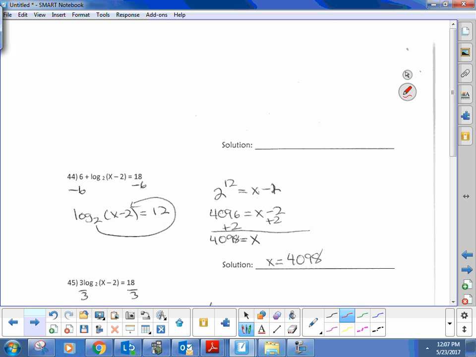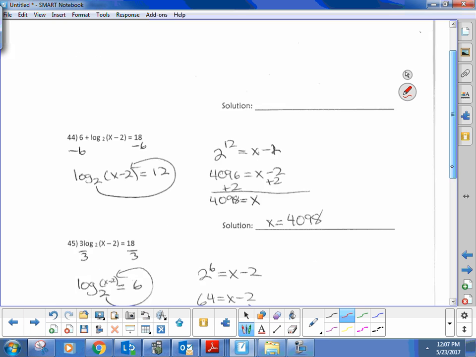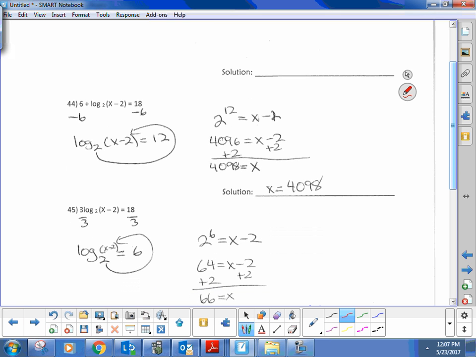It worked for it. All right, so for question 44, I can't do a log loop right away because I need to first move the 6 that you see here. So you see minus 6, minus 6. This produces 12. Now, when I do the log loop, I end up with 2 to the 12, which comes out being a big number, 4,096, and that's fine. I add 2 to both sides, and I come up with the solution, 4,098.